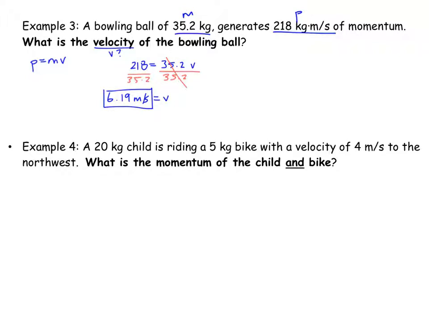I will mention this. It's asking for the momentum of the child and the bike. So you've got a child with a certain piece of information and a bike with a certain piece of information. If the child is riding on the bike, what does that mean in terms of momentum? I'll give you a minute to try to solve this one on your own. You can go ahead and press pause. When you have a solution, you can press play, and then I'll share the solution with you.